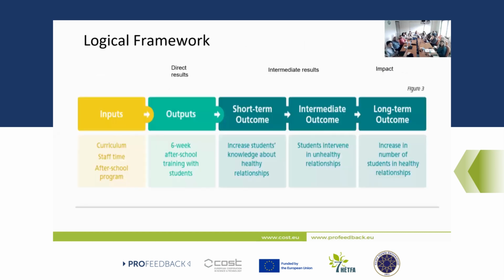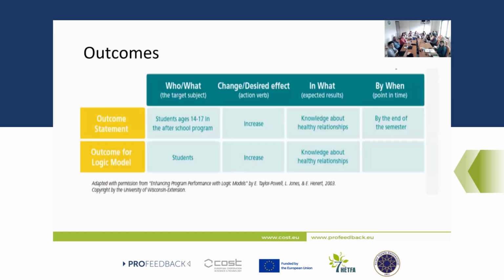Another example: input is curriculum, staff time, after school program. Output is a 6-week after school training with students. Activities may be preparation of this 6 weeks. In between, we could have activities. Short-term outcome: increase student knowledge. Intermediate outcome: intervene in unhappy relationships, increase the number of healthy relationships. So this is also another logical model.